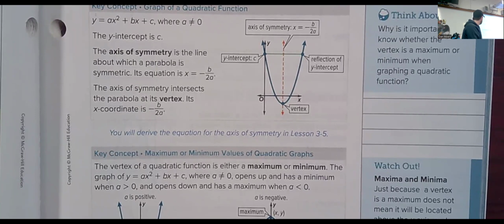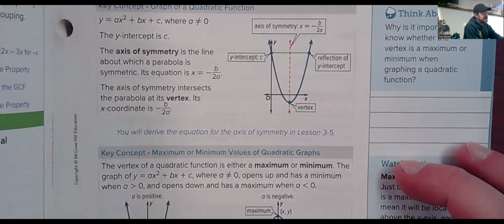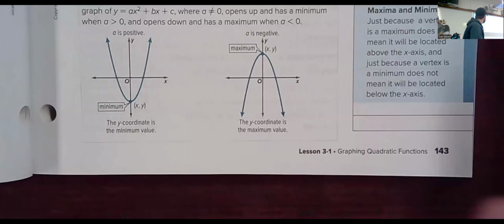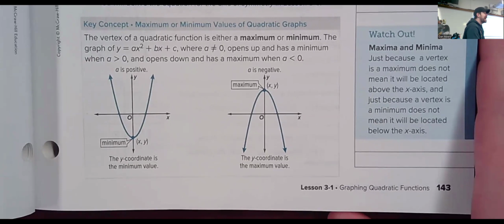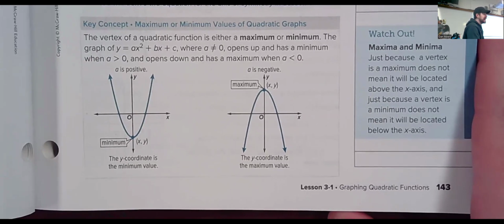You will derive the equation for the axis of symmetry in lesson 3-5. Ooh, fun. Derive means you're going to come up with it. So we'll see that when we get there, though. All right, down here, maximum or minimum values. We talked about this in the warm-up. The vertex is either the highest or the lowest point. It's either a maximum or a minimum in a quadratic.